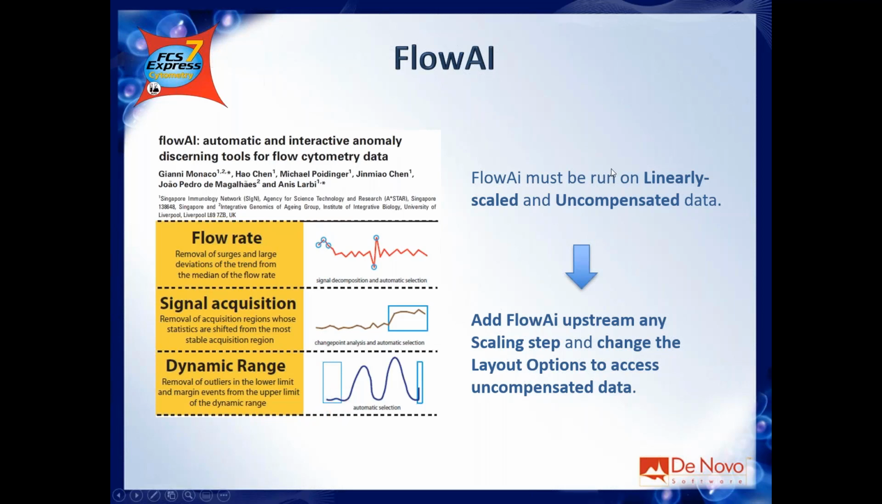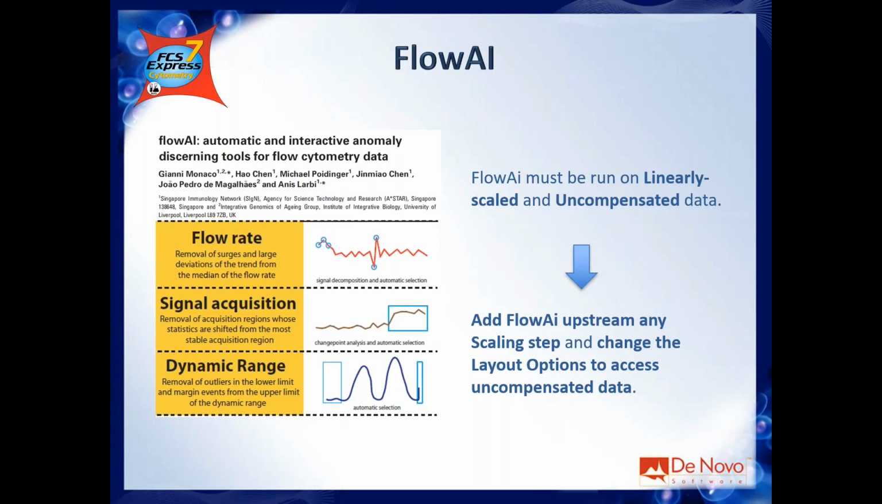Now, Flow AI is quite special compared to the other algorithms that we mentioned, like UMAP, FlowSOM, clustering and dimensionality reduction, because it must be run on linearly scaled data, so on raw data, not on biexponential scale, not on log, on linearly scaled raw data. And it must be run on uncompensated data. So how can you access linearly scaled raw data and also uncompensated data in FCS Express? For linearly scaled data, the solution is pretty intuitive. Simply add the Flow AI step upstream of any other scaling step.